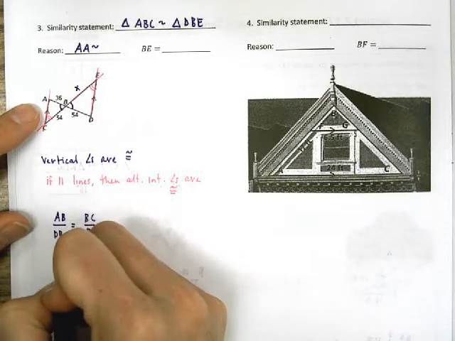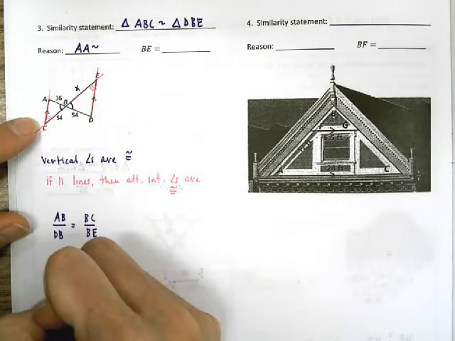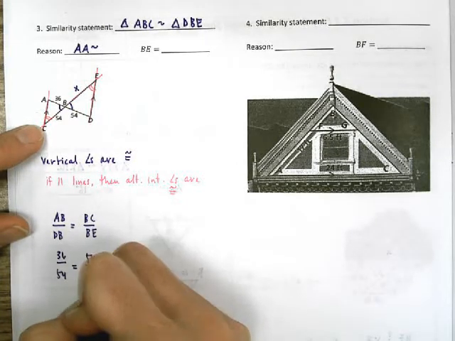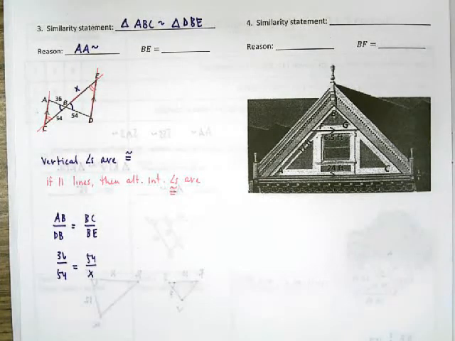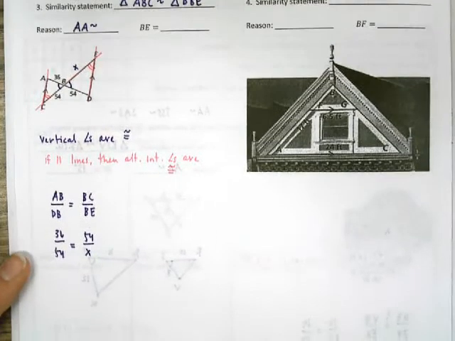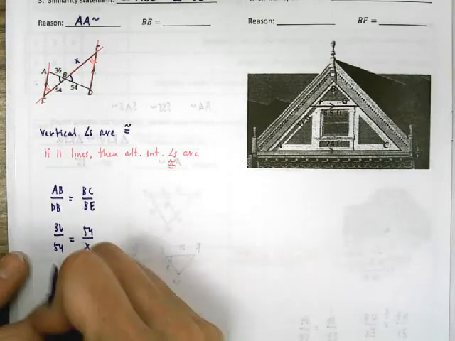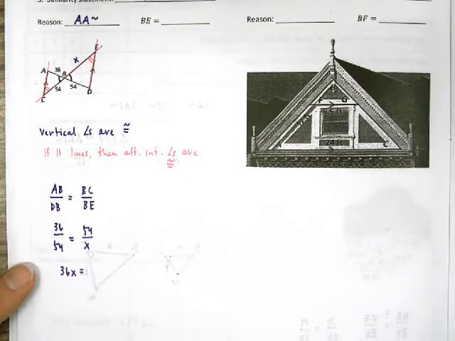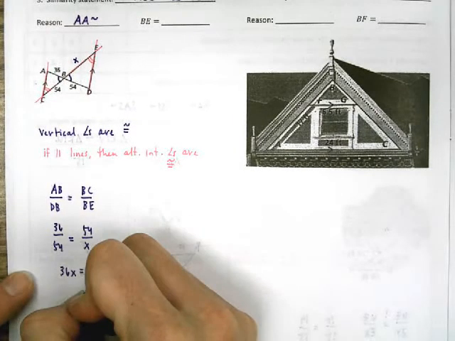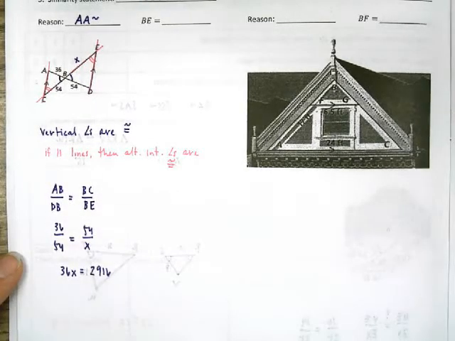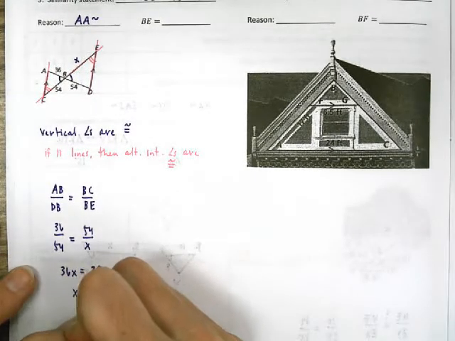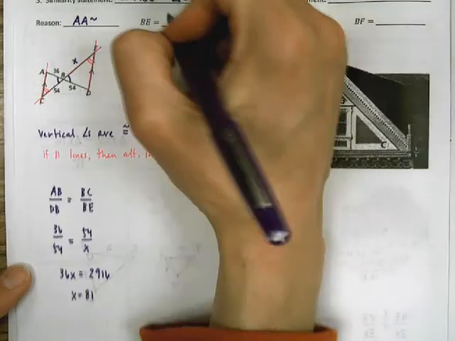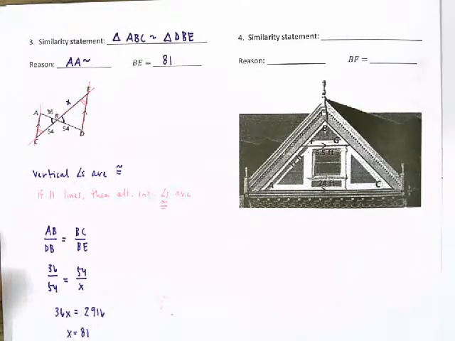So AB, that length, is 36. DB is 54. BC is also 54. And then we have X. So I'm going to cross multiply again, solve this proportion. So 36x equals 54 times 54, which is 2,916. If I divide by 36, I get x is equal to 81. So segment BE, that length is equal to 81.